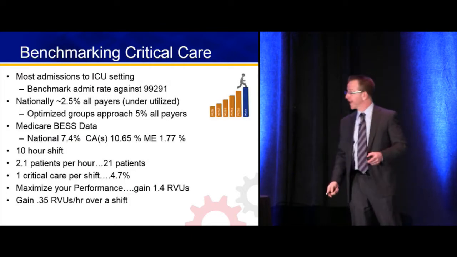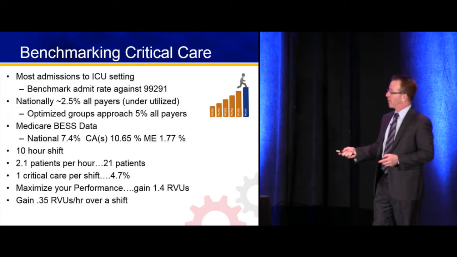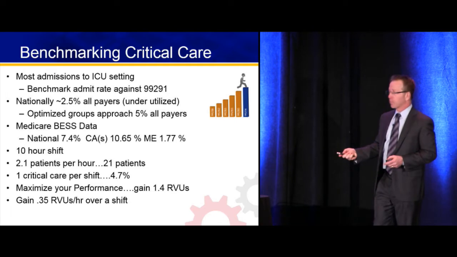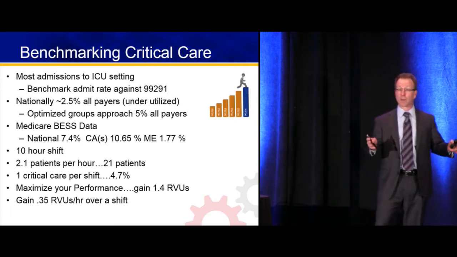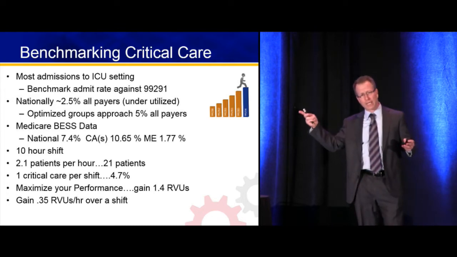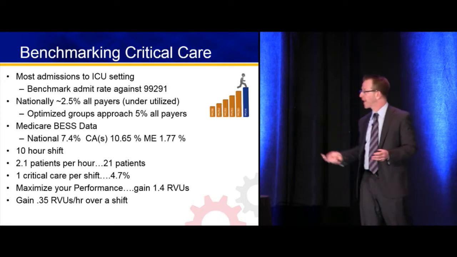We had a great show of hands here. Nationally, our specialty running about 2.5%. And then for Medicare, you can break out the Medicare data separately, and that's actually published. It's on the ACEP website. If anybody has trouble finding it, my contact information is the last slide. I'm happy to provide it.